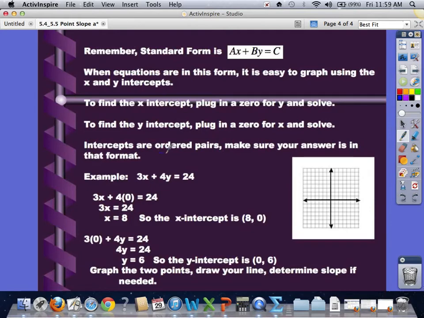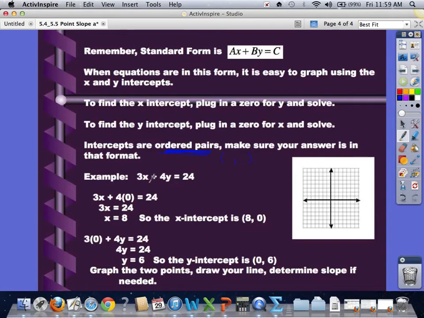X-intercepts are ordered pairs. I must stress this because I have some students who are not writing them as ordered pairs and they don't know what they mean. Make sure your answer is in ordered pair format. That means it has to have a parenthesis, x and y coordinate, and a comma. That's the way you're supposed to write these. You might find it, but then you must put it in that format when you're done.